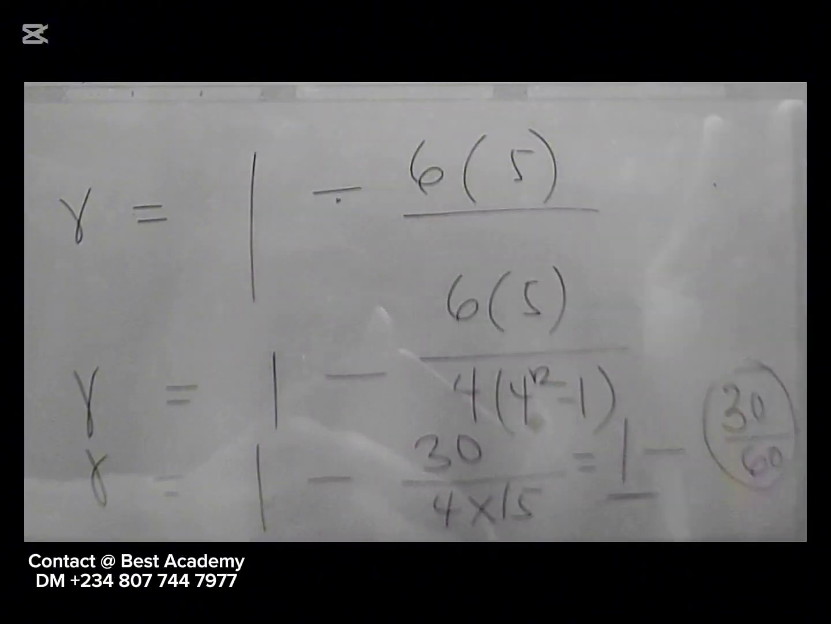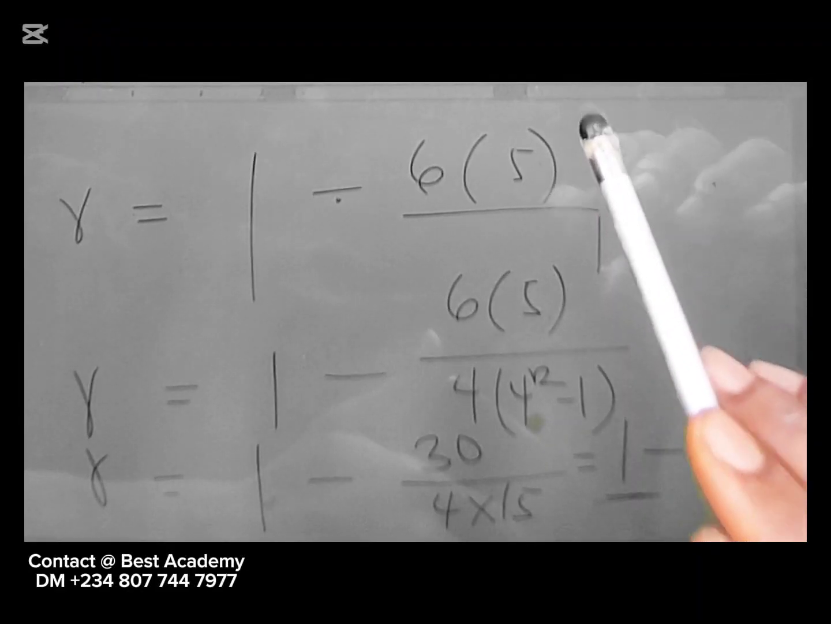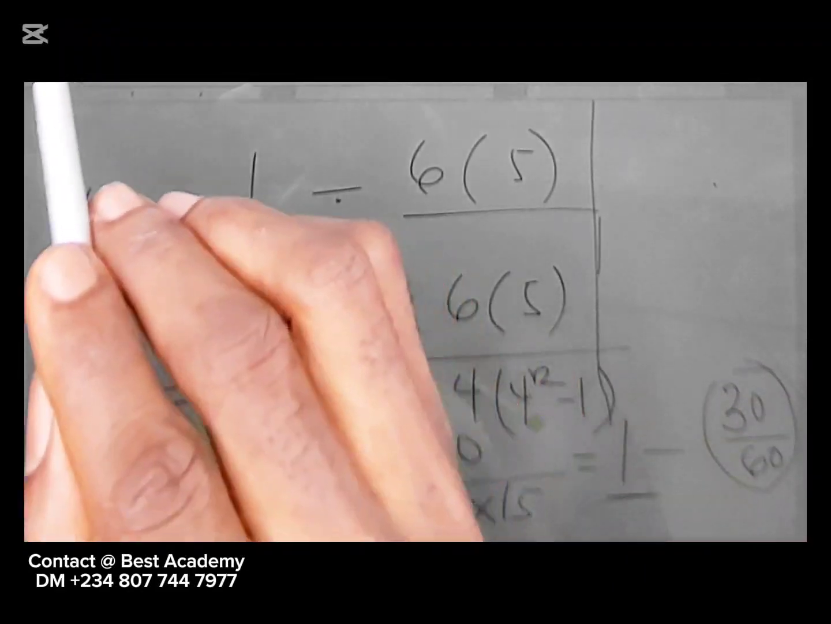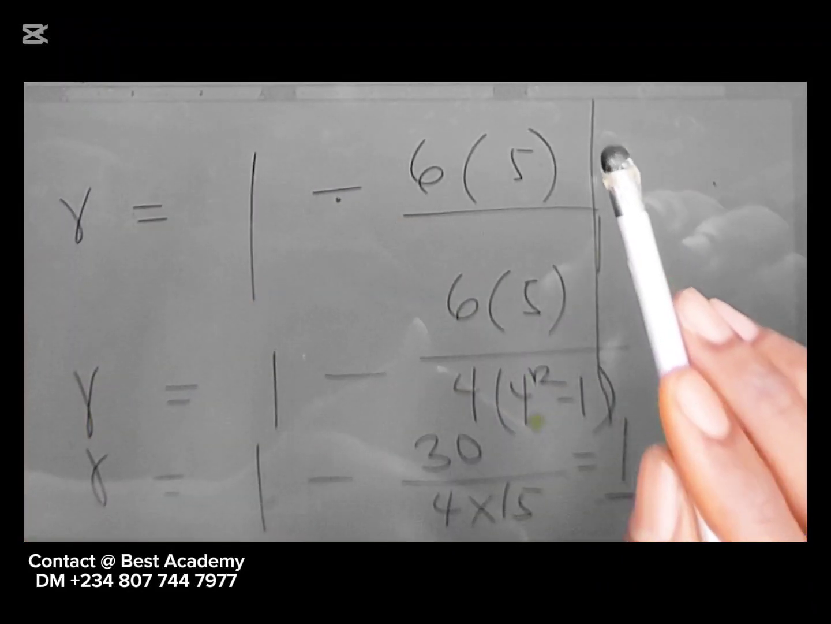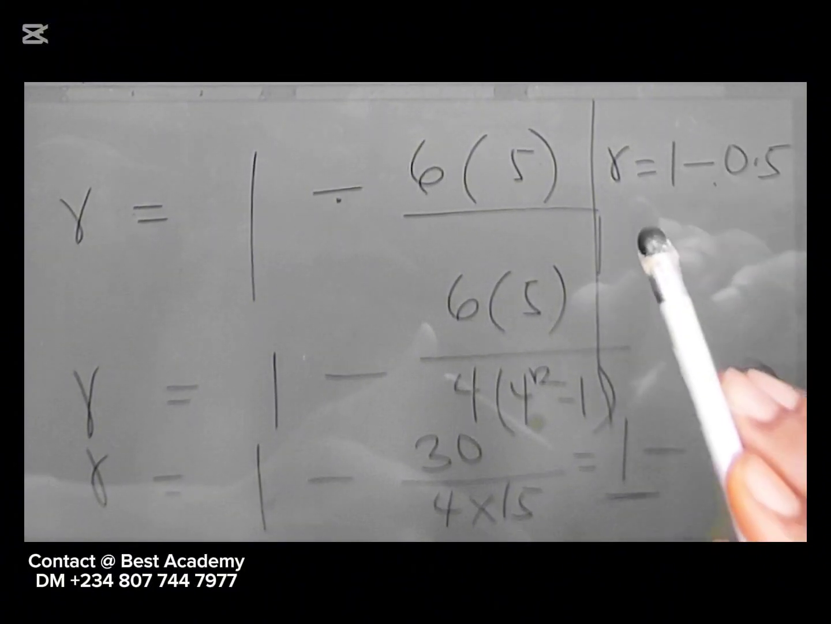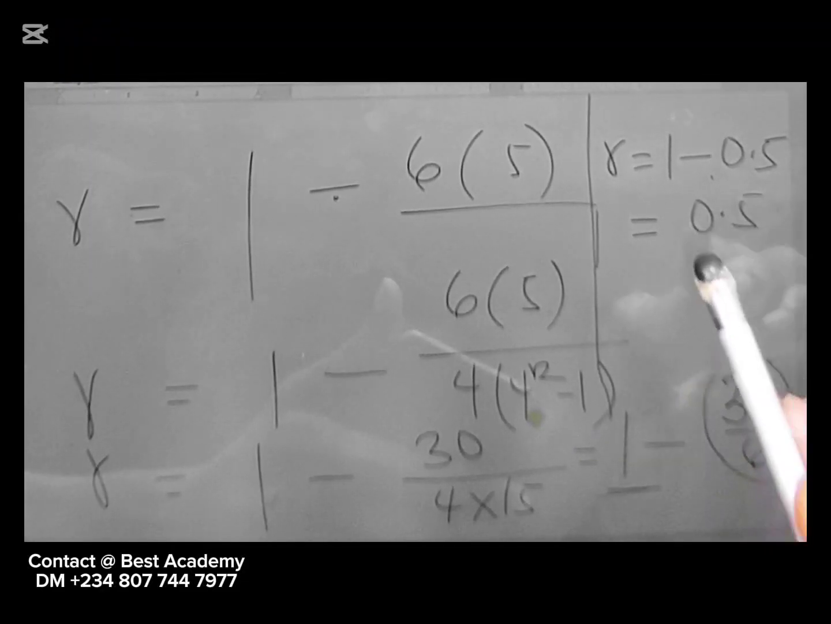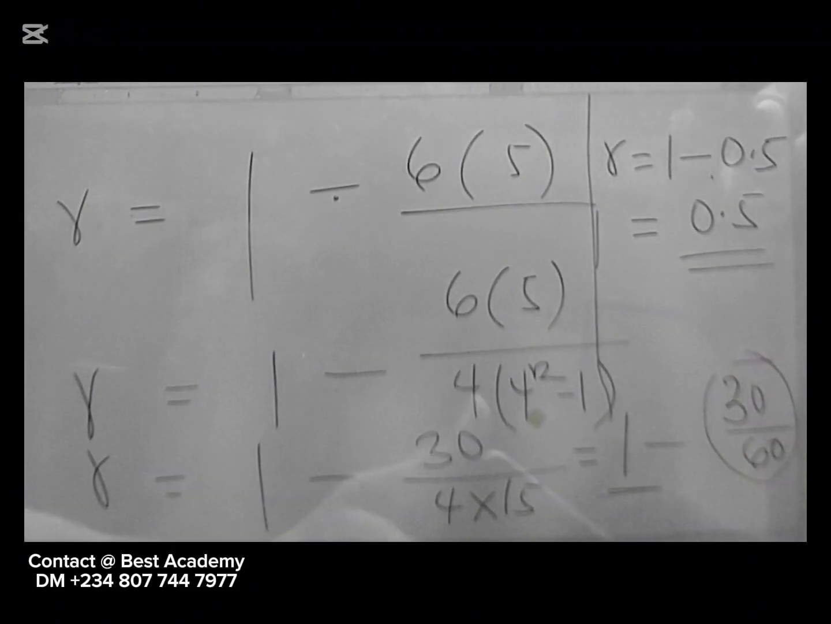So the answer for R here is 1 minus 0.5. So the answer will be equal to 1 minus 0.5, which is 0.5. So the result is a positive moderate correlation. The result is said to be a positive moderate correlation.